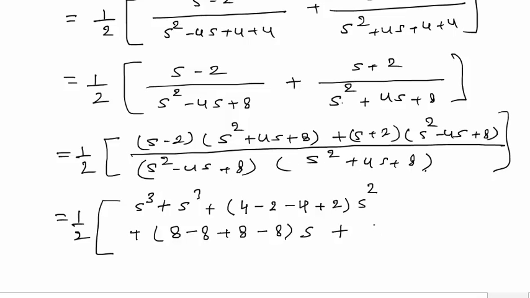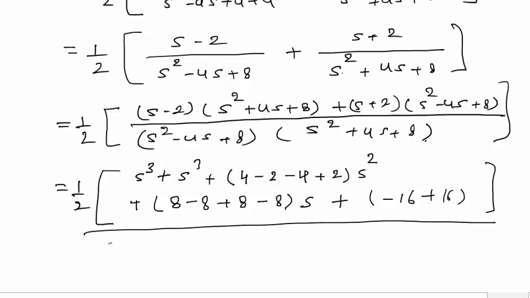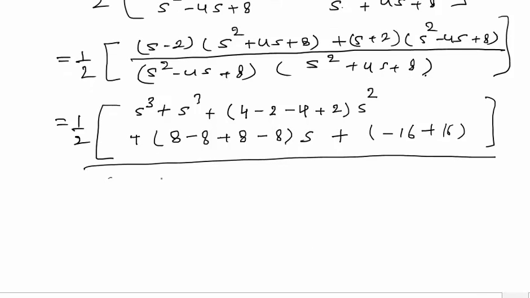Plus, now let us see what about the constant term. So minus 2 multiplied by 8 will give me minus 16, and here plus 2 multiplied by 8 will give me plus 16. Whole divided by, in the denominator I will write s square minus 4s plus 8 in one bracket, and s square plus 4s plus 8 in another bracket.